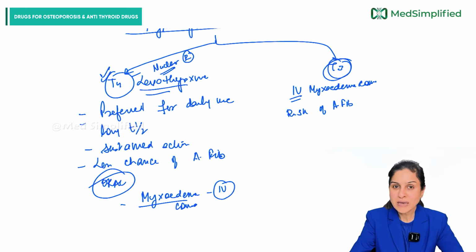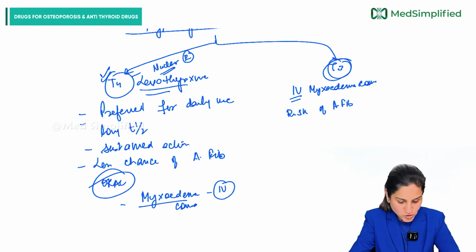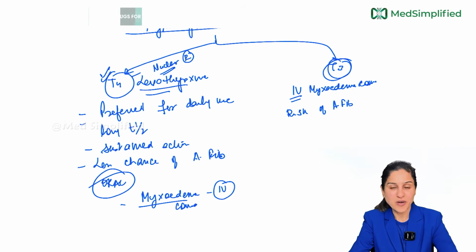Alright, so with this we come to the end of this topic, drugs for osteoporosis and anti-thyroid drugs.